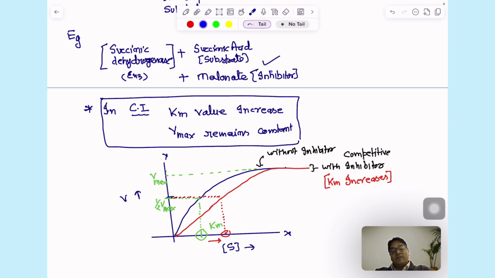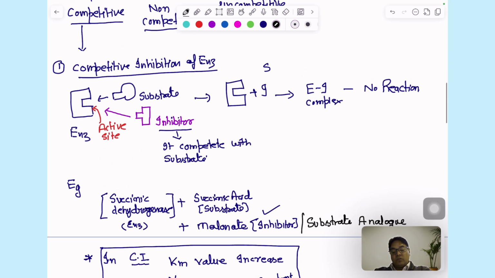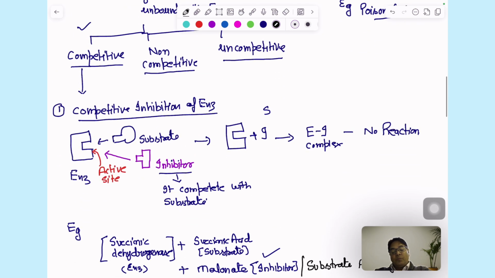So this inhibitor is a substrate analog. We also call it a substrate analog. That means the inhibitor looks like the substrate. Alright. So quickly, I am going for a revision of the competitive inhibition. The competitive inhibition is a type of inhibition where the inhibitor quite resembles the substrate. So it is a substrate analog for the enzyme inhibition.